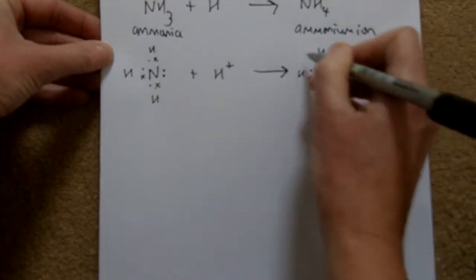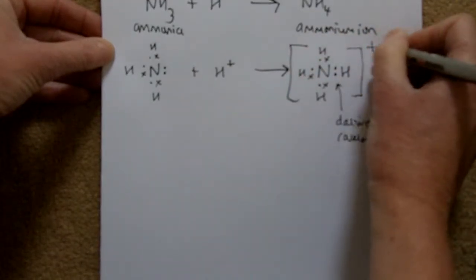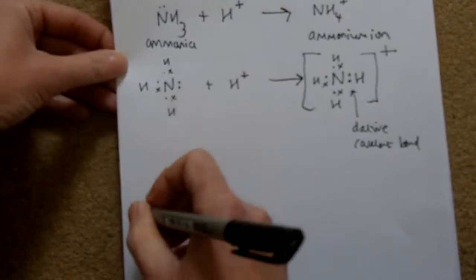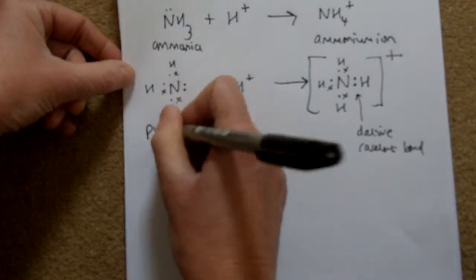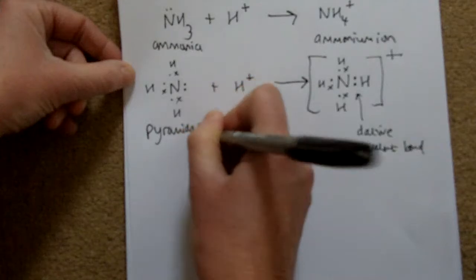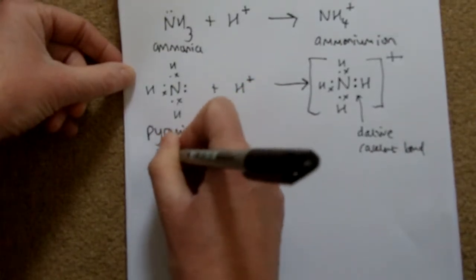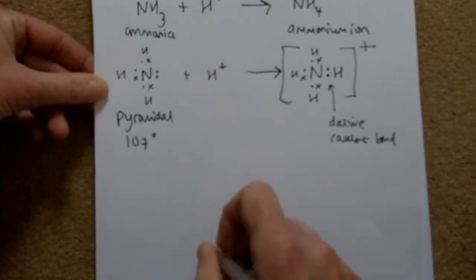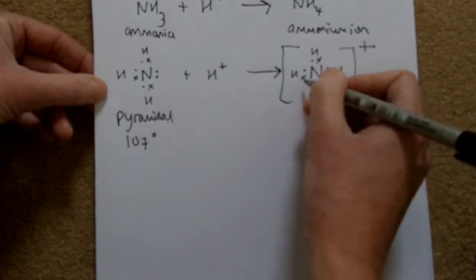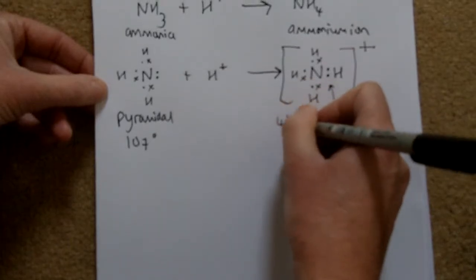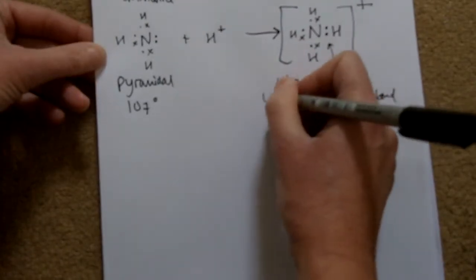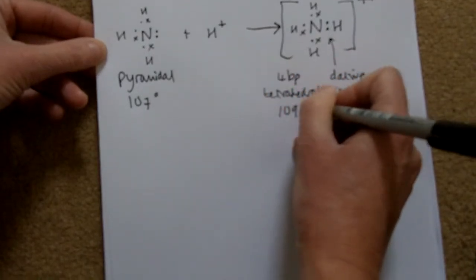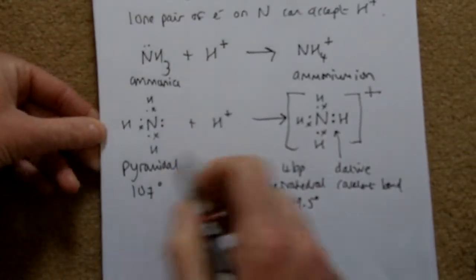Okay, and then you've got your ammonium ion. Right, so that's what's actually happening. And just to revise, remember we already said this is pyramidal, 3 bond pairs, 1 lone pair, 107 degrees. Electron pairs repel as far apart as possible, and lone pairs repel more. This is now 4 bond pairs, so this is tetrahedral shape, bond angle 109.5. Okay, so that's ammonia.